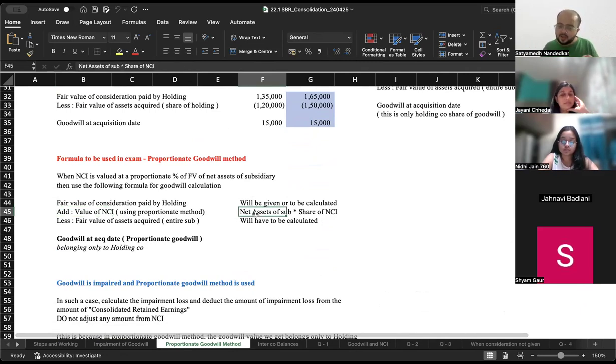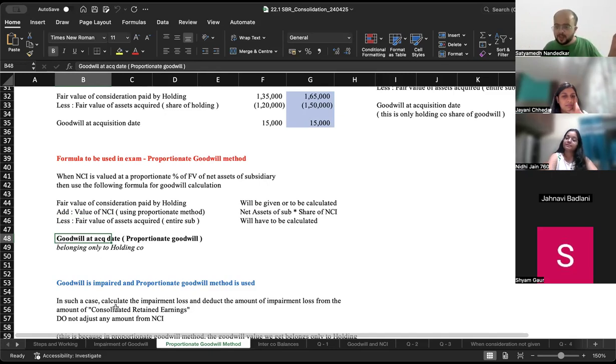You take net assets of subsidiary, multiply that with the share of NCI, you will get your answer. Less fair value of net assets of subsidiary. This you will have to calculate: share capital plus reserves and surplus plus all the fair value adjustments. You will get the fair value of net assets. The goodwill you get, this will be the proportionate goodwill. This will be only goodwill belonging to the holding company.